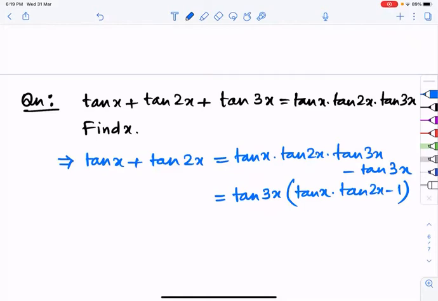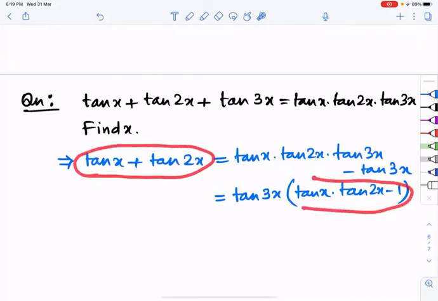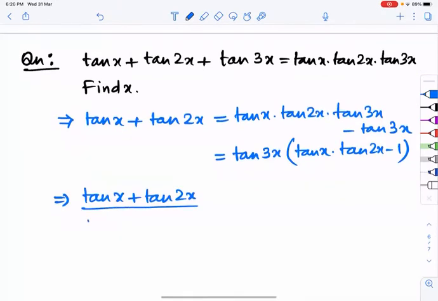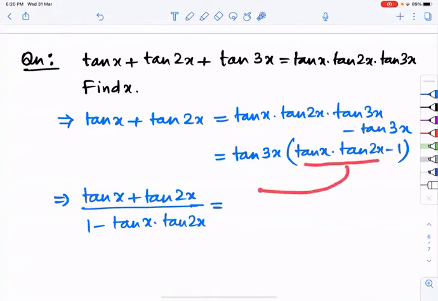Okay, so now you can think about this term and this term. There is some formula related to them, which is like this, that is tan x plus tan 2x divided by 1 minus tan x into tan 2x. This is a formula, but here in the right hand side I wanted to bring this term below that. I don't have a 1 minus something, I have tan x tan 2x minus 1.